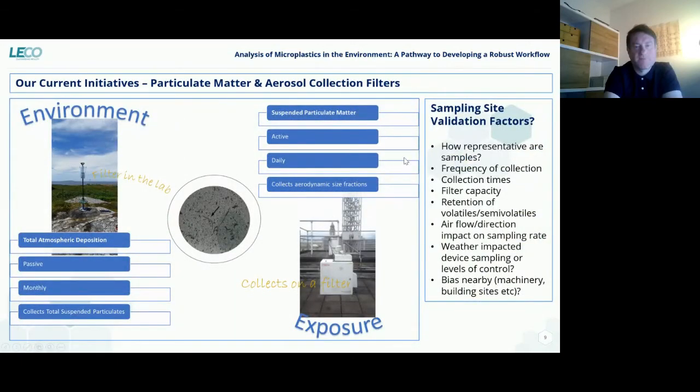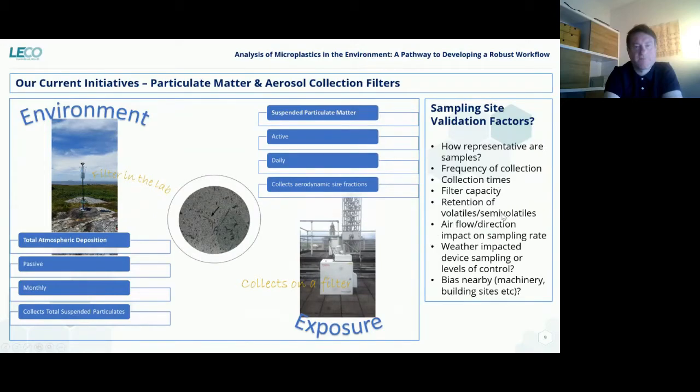So in the middle there, you see what we would end up with. This is what the filter looks like. And our key factors: how representative are the samples from the position of the device? What is the impact of frequency on collection? Do we collect for 24 hours, where the collection time is important, and remove a filter? And then do we do it again? How often should we do it in order to generate representative data for that particular field location?